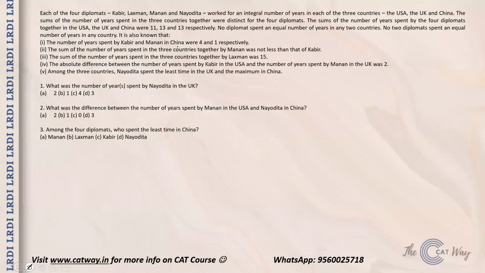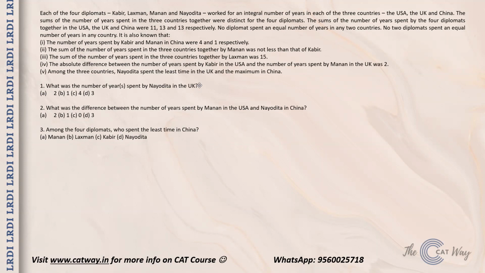So what we have been given is that each of the four diplomats, Kabir, Lakshman, Manan and Nayodita, worked for an integral number of years in each of the three countries, US, UK, China. Then the sums of the number of years spent in the three countries together were distinct for the four diplomats, and the sum of the number of years spent by the four diplomats together in US, UK, and China were 11, 13, and 13.